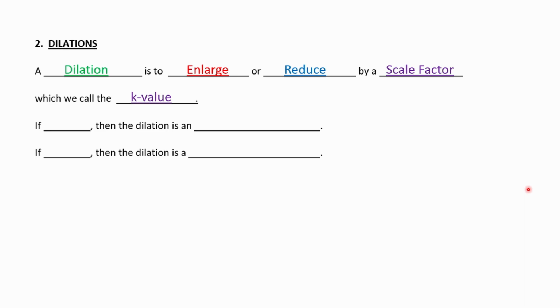And there's a few things that happen if my k value is certain ranges, particularly if k is greater than 1, then my dilation is going to be an enlargement. It's going to make my figure or my object larger than it originally was. Conversely, if my k value is less than 1, then the dilation is going to be a reduction. It's going to make my shape smaller.